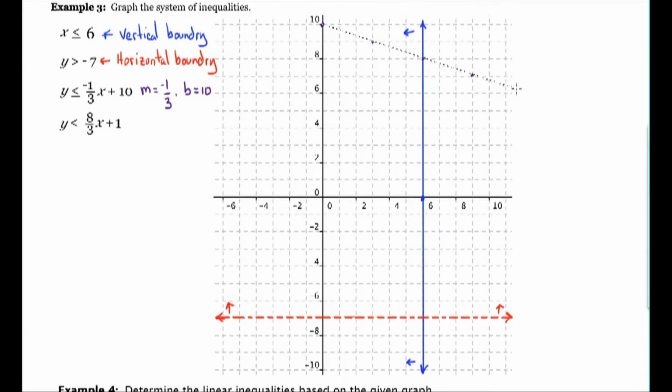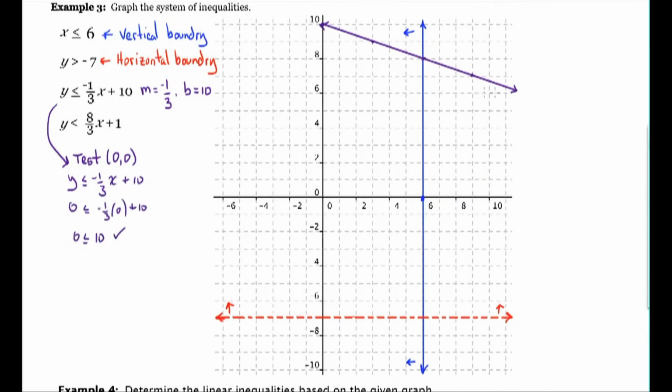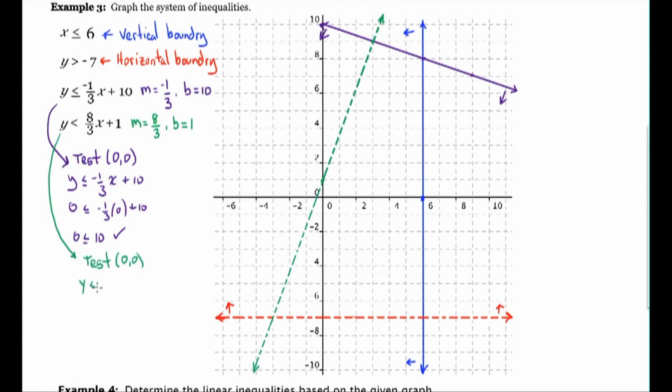The second 2 equations are already solved for y, so I can just read the slope and y-intercept and plot them. And my test point indicates I'm going to be shading down on the purple equation. For my green equation, it's going to be a dashed line. My slope is 8/3 and my y-intercept is 1. I can also use 0, 0 as the test point, and we'll see that it does work. 0 is less than 1.